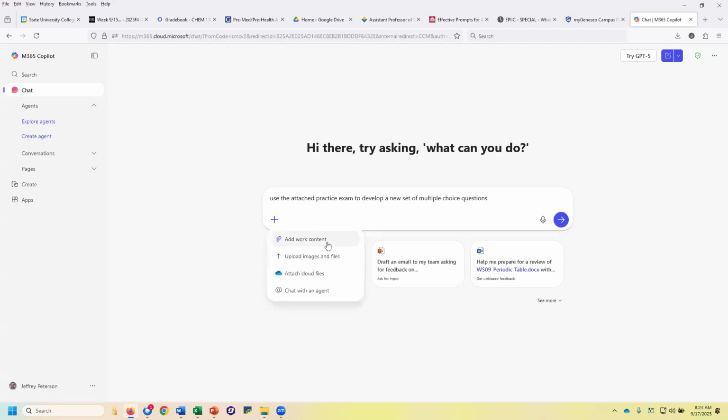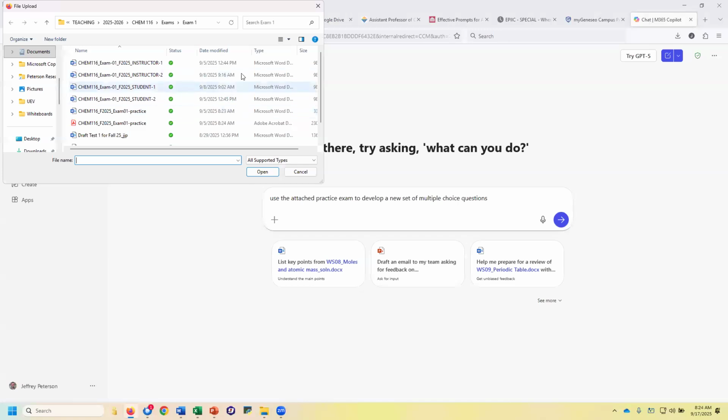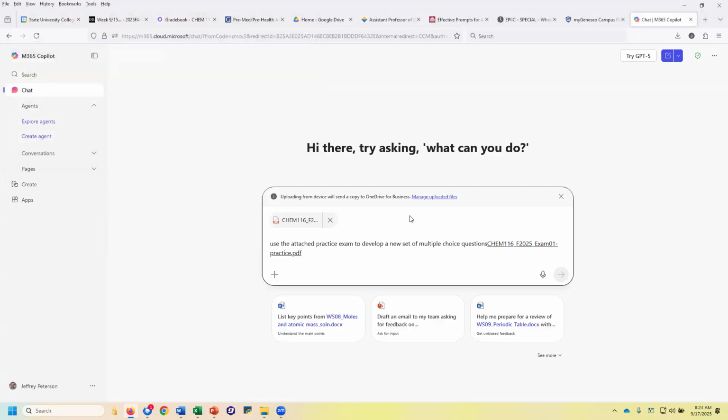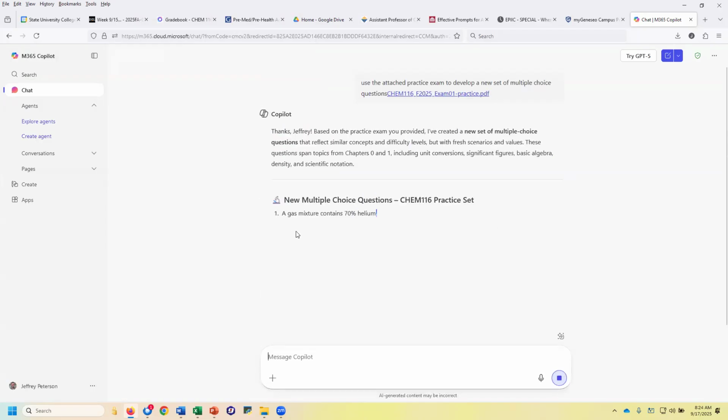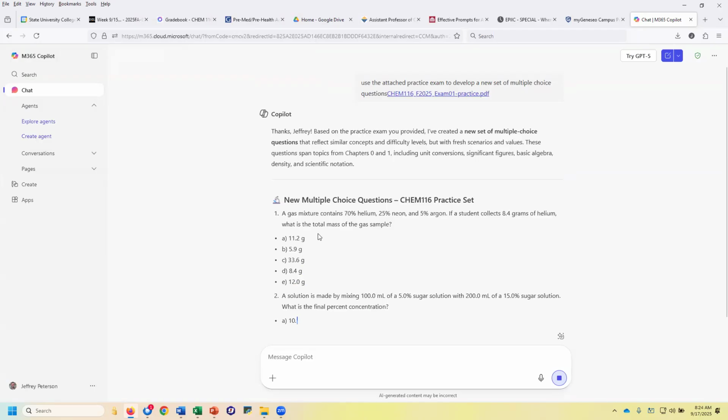I can click the plus. I can upload an image and a file. You're going to have to go find that practice exam. You can download it. As I mentioned in class, I'm always A-OK with you uploading these things into AI and using them to generate questions, and then we can hit return. Okay. This will think, and away it goes. Okay, it's starting to generate some questions.